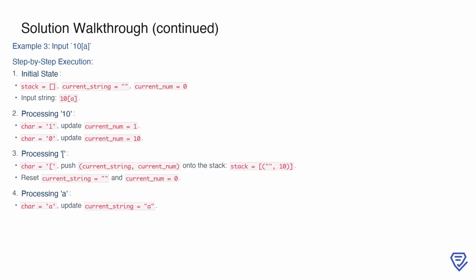For the input 10[A], we begin by initializing the stack, current string, and current number. The first characters are 1 and 0, which together form the number 10. We update the current number accordingly. When we encounter the opening bracket, we push the current string and number onto the stack, which now contains an empty string and 10. After resetting the current string and number, we process the character A, appending it to the current string to make it A.